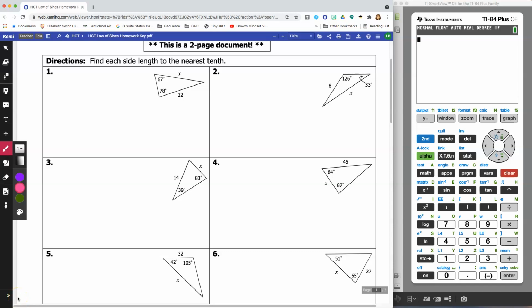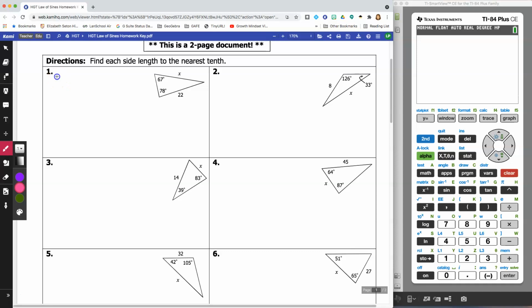Okay, today we're going to quickly go over the answers to using the law of sines. So let's get started. First, I have a 67-degree angle and the opposite side is 22, and I have a 78-degree angle and the opposite side is x. So I have one unknown and three things that I know.